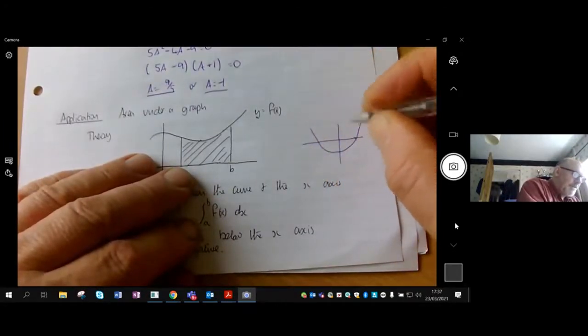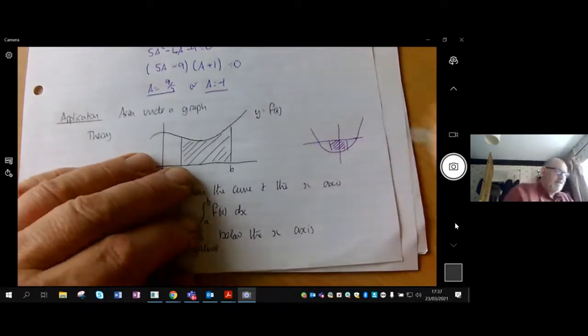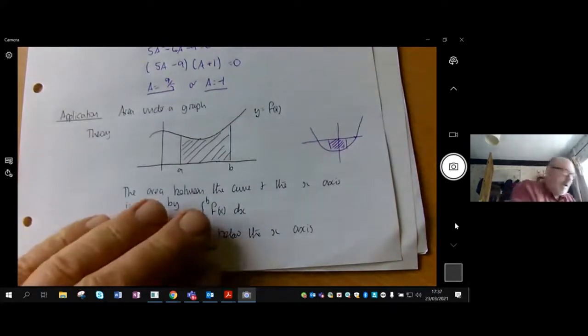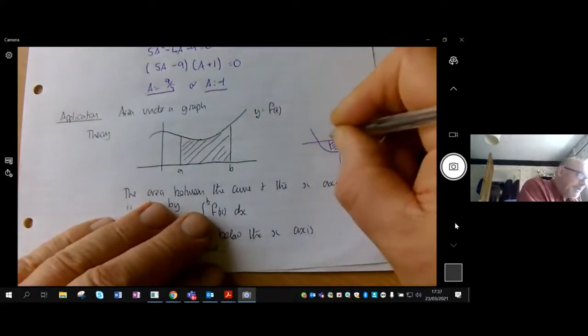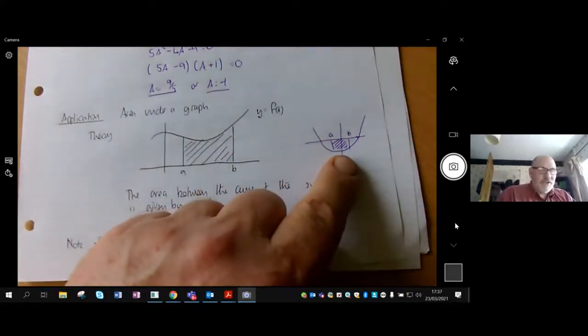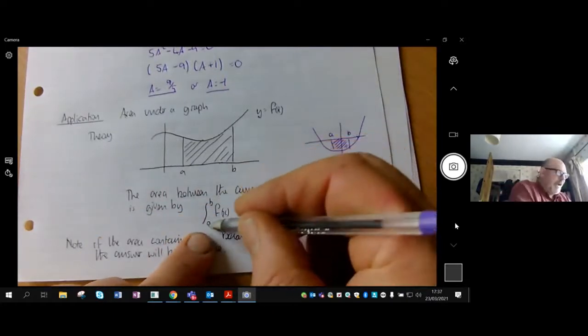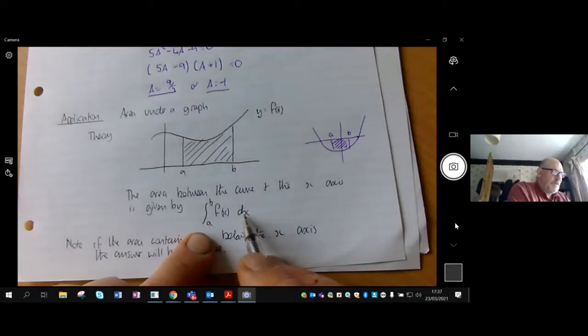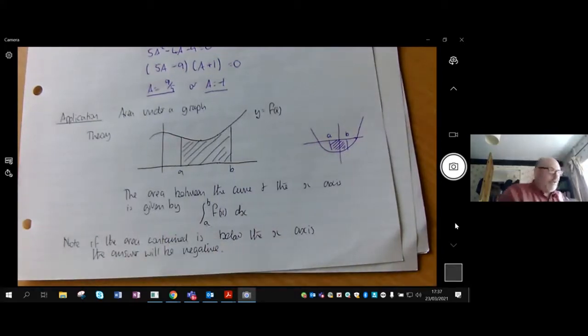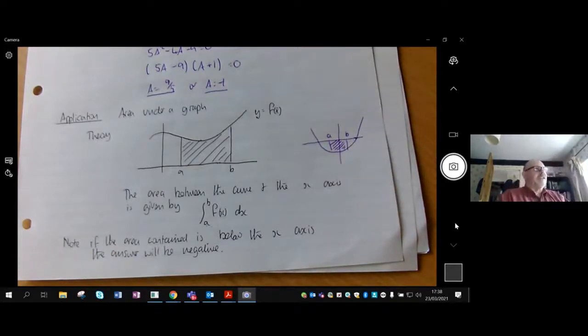Where the area is contained underneath. It's exactly the same. The area contained between the graph and the x-axis is the integral between b and a of the function. Now, a few issues. Oh, the answer there will be negative. The negative sign simply says the area is under the graph, not over the graph.